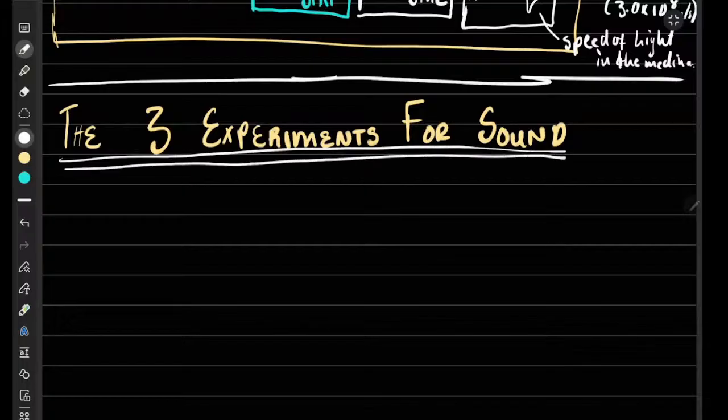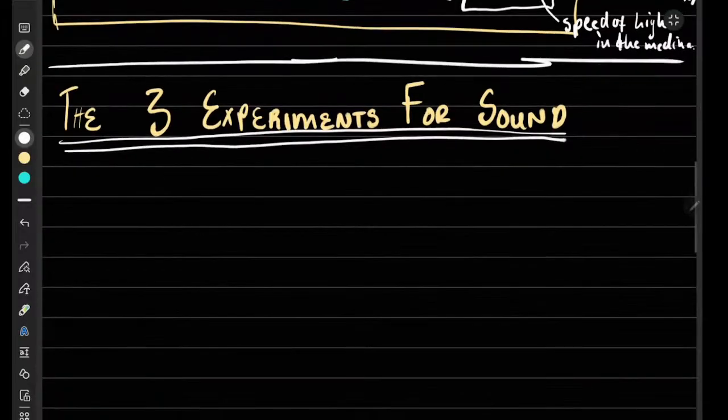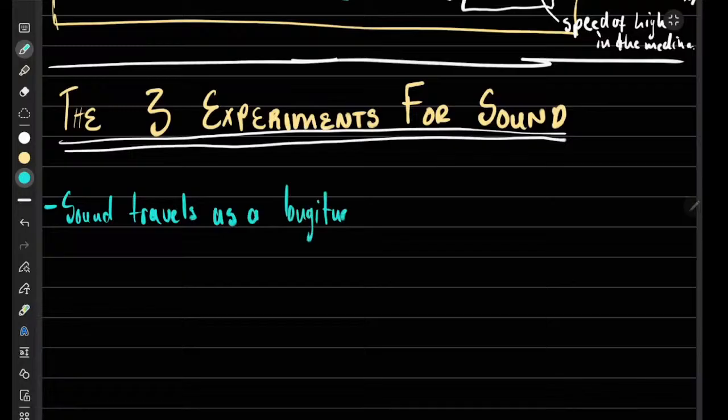Okay? All of them are like testing the same idea. It's all about sound. Okay? And let me write this sentence to say, sound travels as a longitudinal wave, okay?